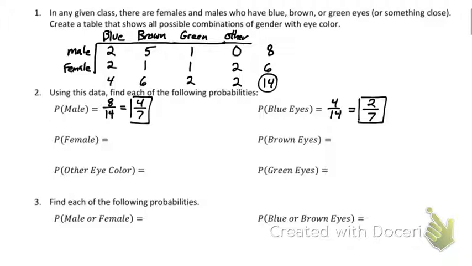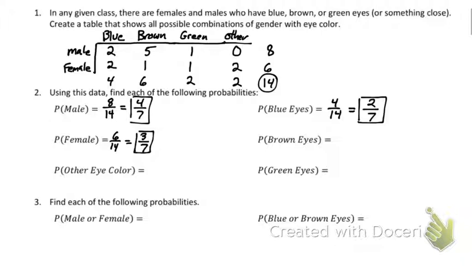We got 4 over 7 male. What's the probability of it being a girl? Yeah, it'd be 6 over 14 or 3 over 7. And in fact, we're going to get to this in a second. These are known as complements. They complement each other. Where one is 4 over 7, so the opposite is 3 over 7.